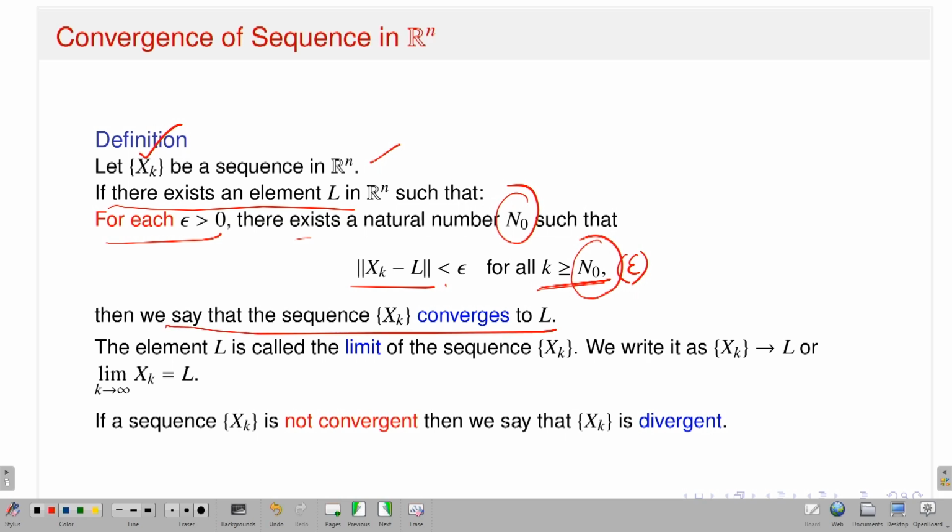Now, what is the difference between the convergence of a sequence in R and a convergent sequence in Rn? The concept is almost the same. What I am doing is just replacing the modulus in R by the norm, the corresponding distance in Rn. The rest of the things are the same.